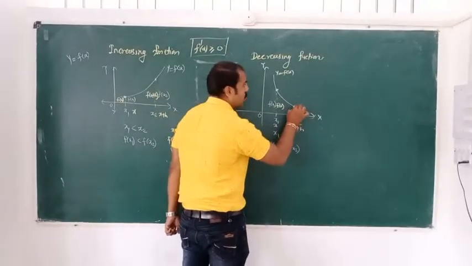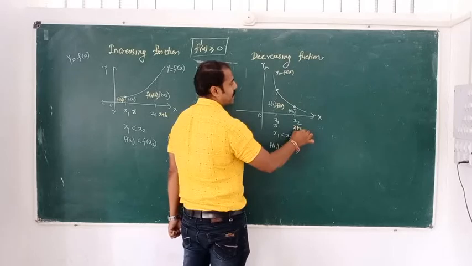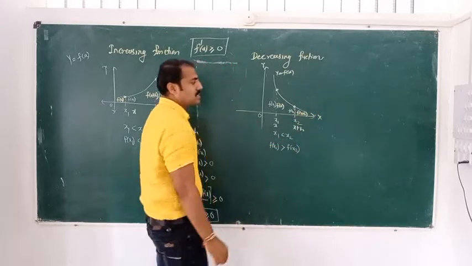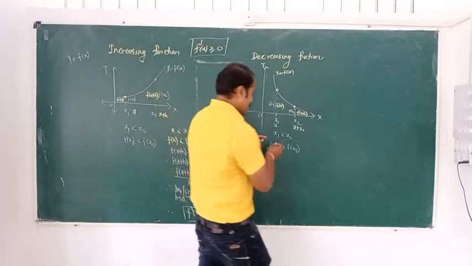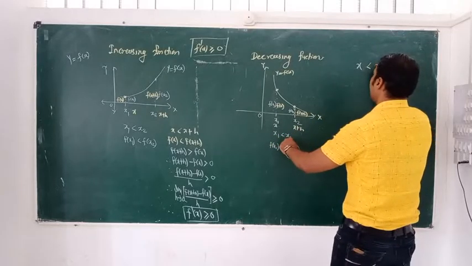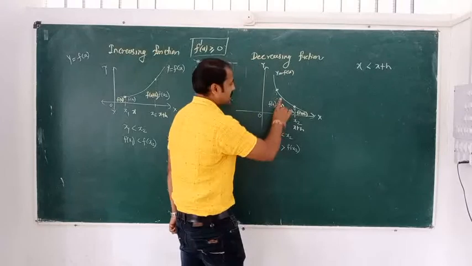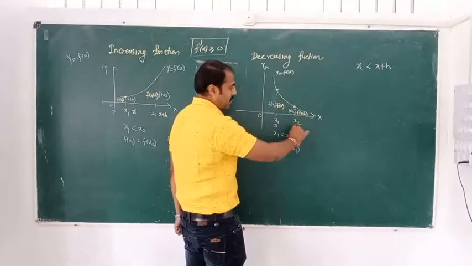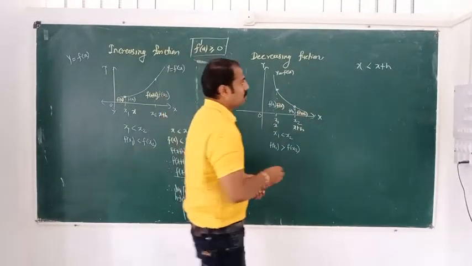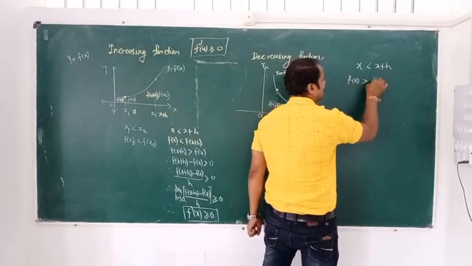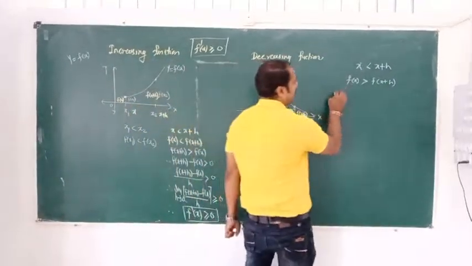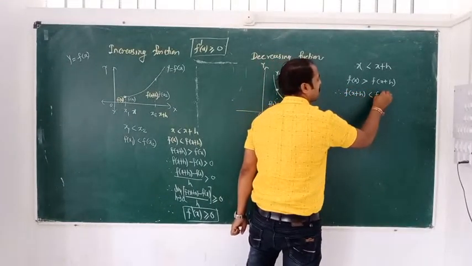So the coordinates of that point become x plus h, comma f of x plus h, and this is nothing but f of x plus h. So here I can write, instead of x1 there is x, and instead of x2 there is x plus h. Look here, the value f of x1 is this, and the value f of x plus h is this. f of x is greater than f of x plus h. So here I can write f of x greater than f of x plus h for a decreasing function. So I can write f of x plus h is less than f of x.